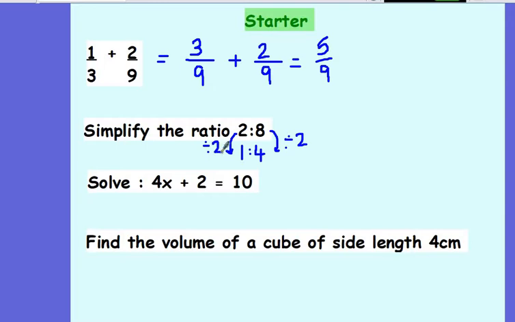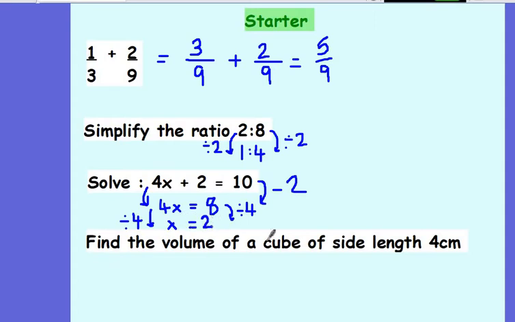To solve an equation, I want just x's on one side. So what's my first step going to be, Izzy? Subtract 2 from both sides, very wise. This gives me 4x is equal to 8. Then what am I going to do, Emily? Divide both sides by 4 so that I can work out what x is. In this case, x is equal to 2.